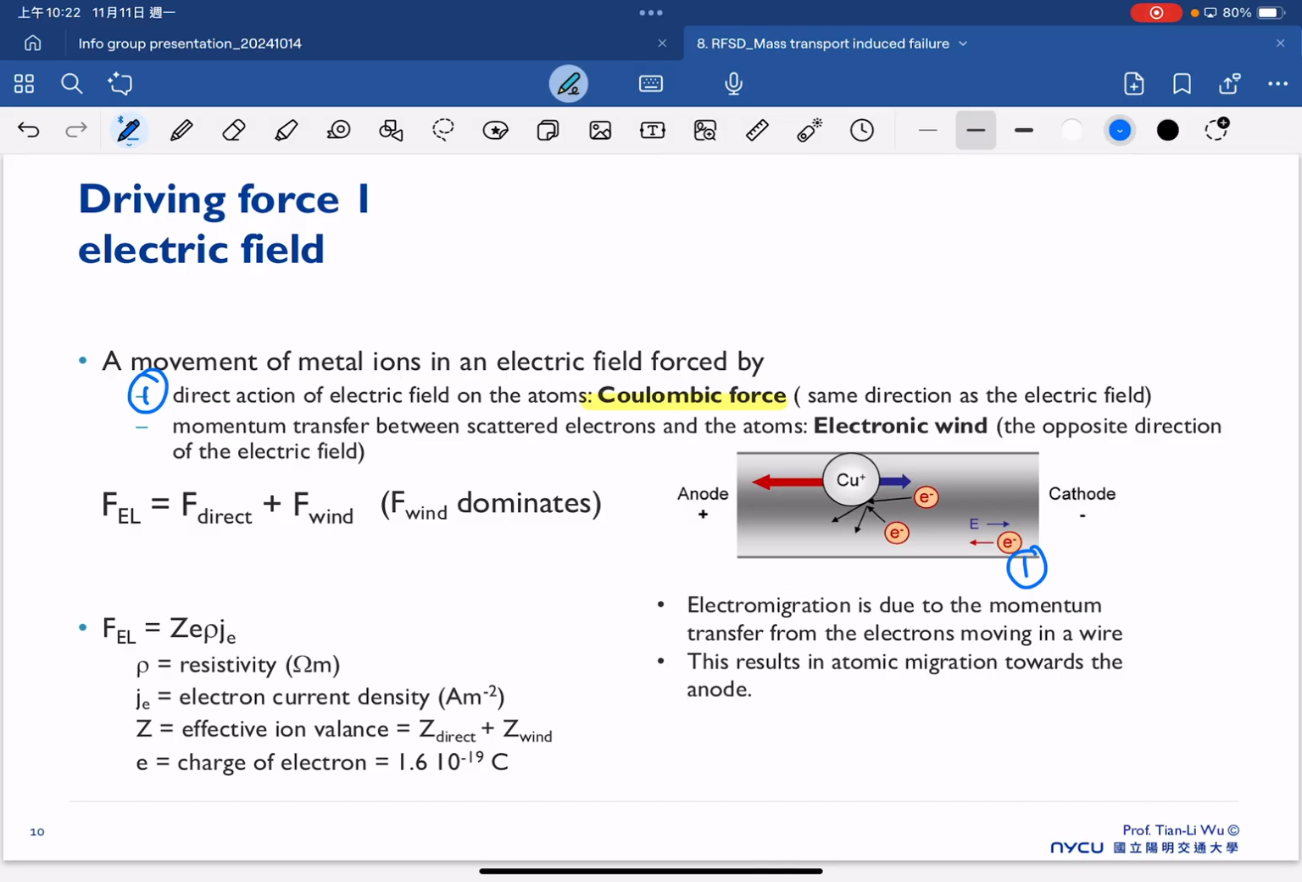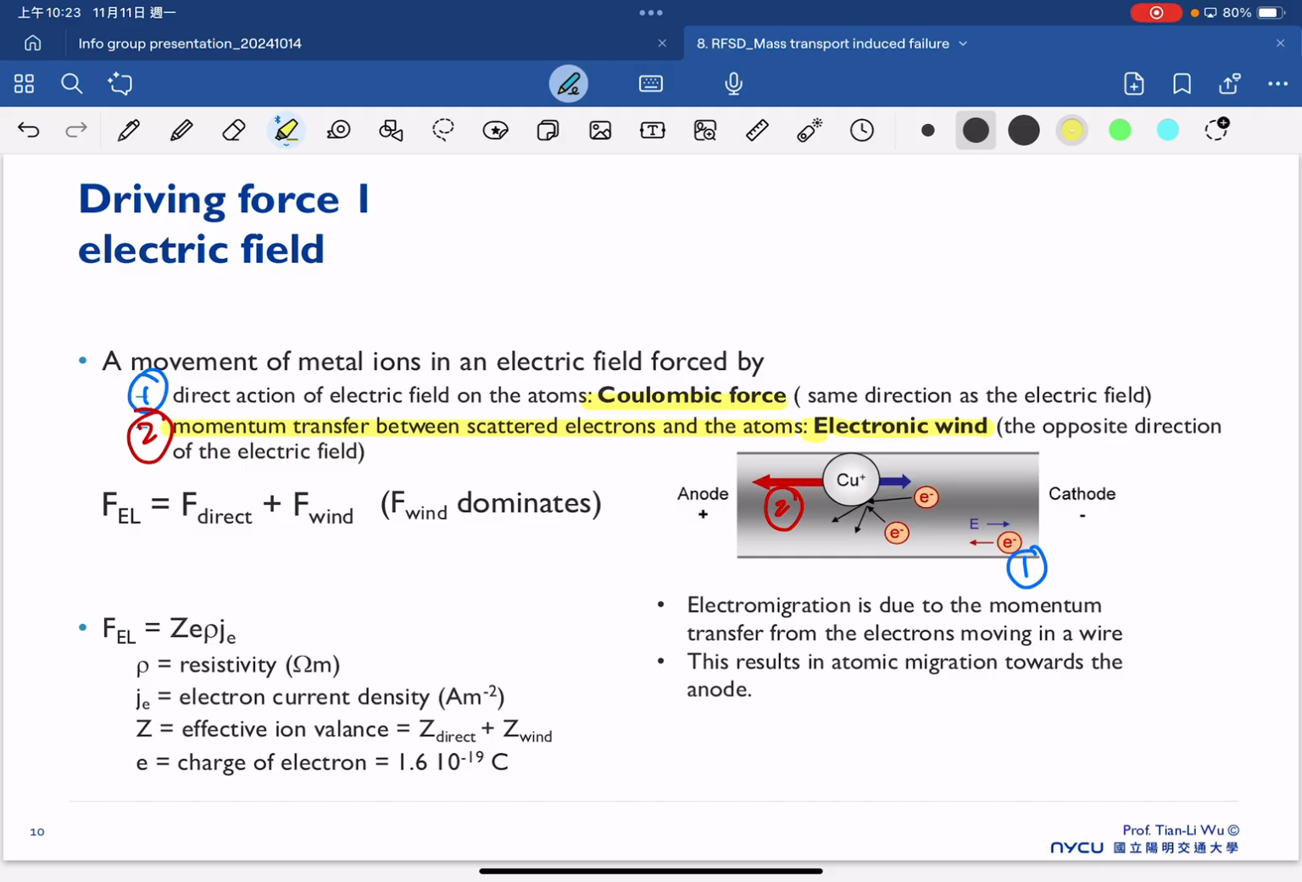And the second one is what we call the momentum transfer, the momentum transfer between the scattered electrons and the atoms. Because ideally, this is a positive charge, and we apply the positive bias here. Ideally, the copper should not flow toward the left, but now we see the copper will flow to the left because of this momentum transfer between the electrons and atoms. This is the phenomenon we call the electron wind. And this is in the opposite direction of the electric field here.